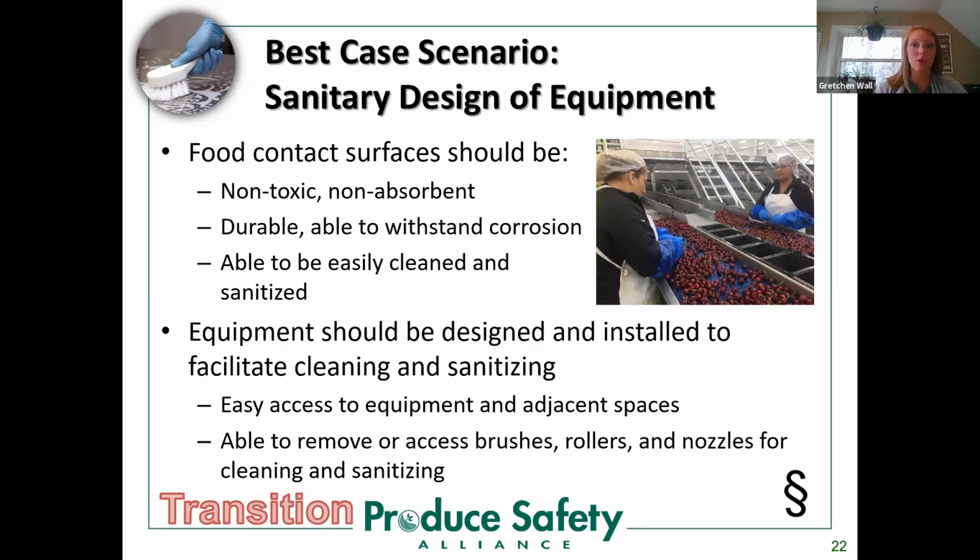If growers are using wood, is that wood actually a risk? How are they monitoring or looking at those particular bins before they're used? Do they have any cleaning or sanitation process? So again, it's really about moving them in that progression, because when you look at the first few bullets on the slide, I always feel really weird presenting these first bullets, because we're asking them to do non-toxic, non-absorbent, durable, able to withstand corrosion, able to be easily cleaned and sanitized.